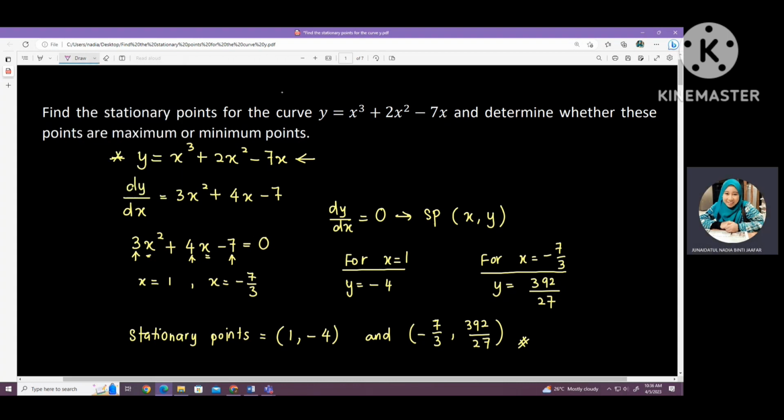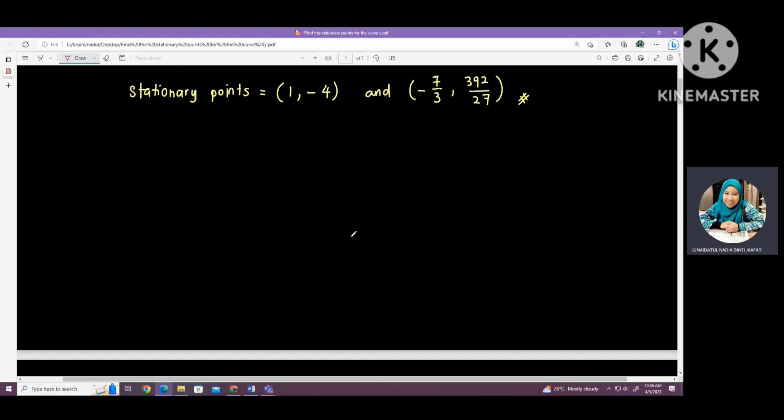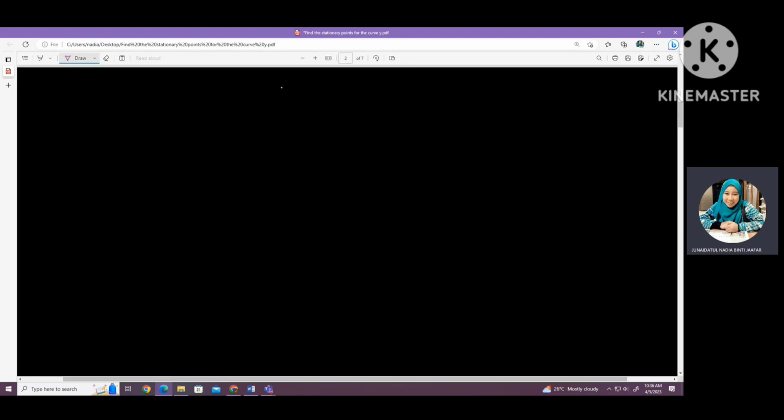Now, we want to answer the next question, which is to determine whether these points are maximum or minimum points. To determine this, we must find the second derivative of the function. From the previous part, we already have dy/dx equal to 3x squared plus 4x minus 7. So let me write here.